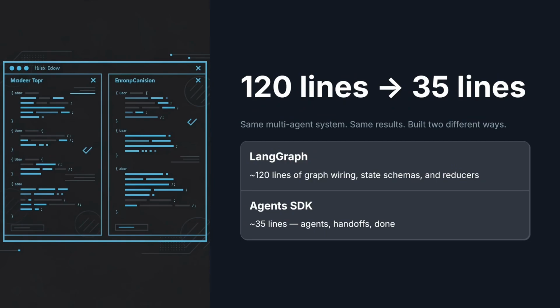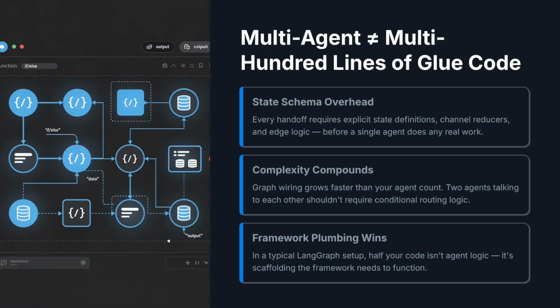The same multi-agent system and the same results, 121 lines in LangGraph and 35 with the OpenAI Agents SDK. You know that feeling. You just want two agents to pass work between each other and suddenly you're writing state schemas, conditional edges and reducer functions. Half your code isn't even the agent logic, it's framework plumbing. OpenAI built an SDK that replaces all of that with 3 primitives, and the trade-offs aren't what you would expect.